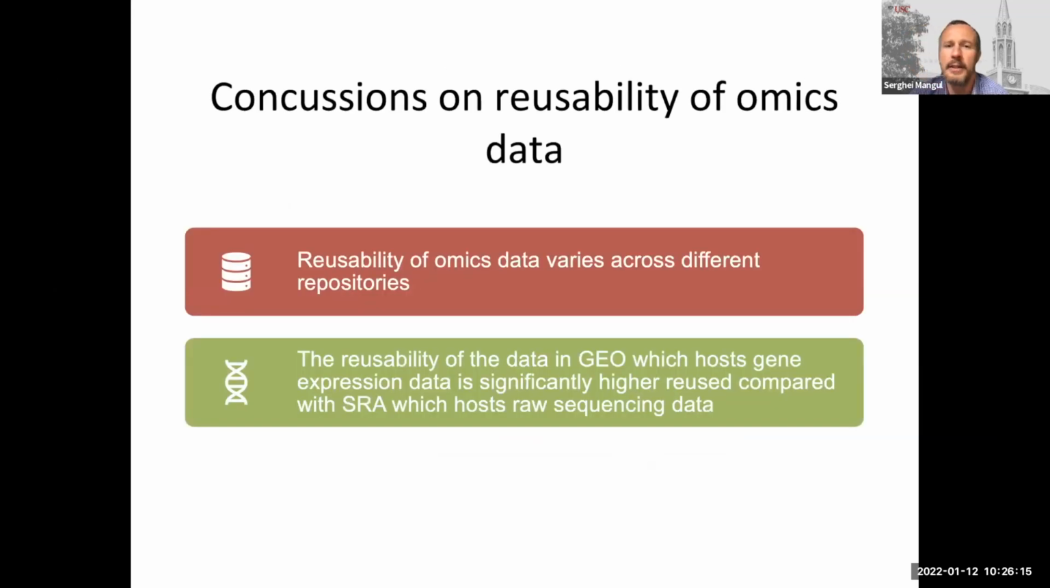Okay, so the conclusion about reusability: reusability of omics data varies across different repositories, as you can see, SRA versus GEO. We think the reason GEO is more reused is that it's easier. Roughly speaking, what is the GEO data? It's just a big matrix, a big table. Let's say every row is a sample; if you have 100 samples, that's 100 rows, and every column is a gene. So we have around 60,000 columns, a table we can manage in Excel. I think that's one reason.